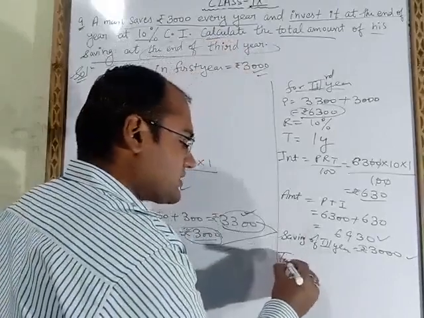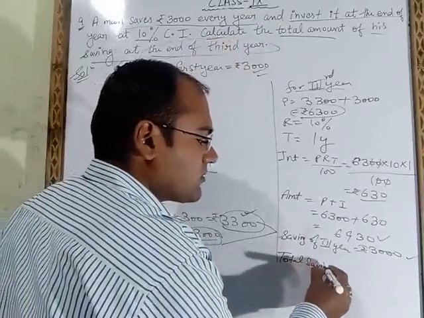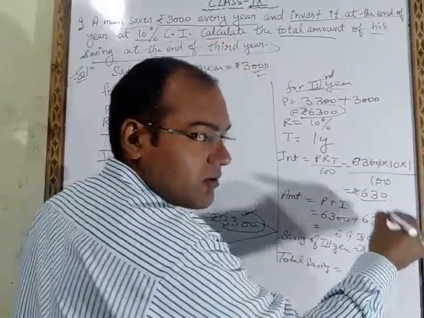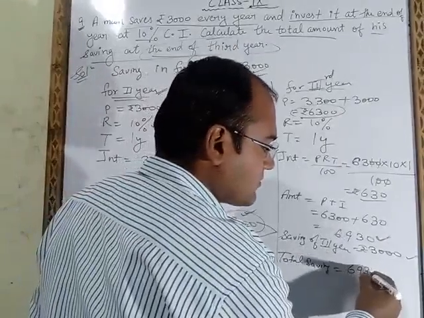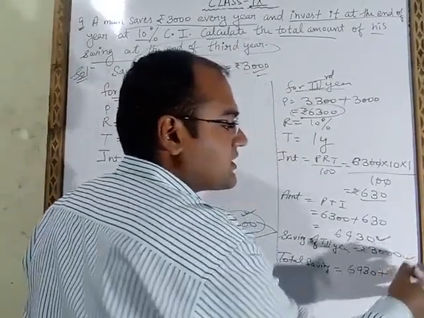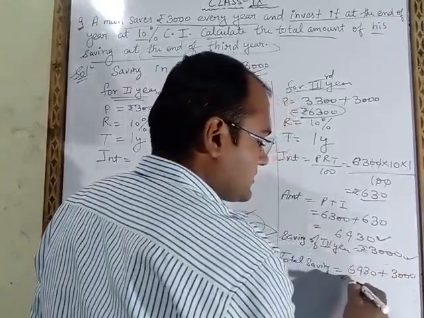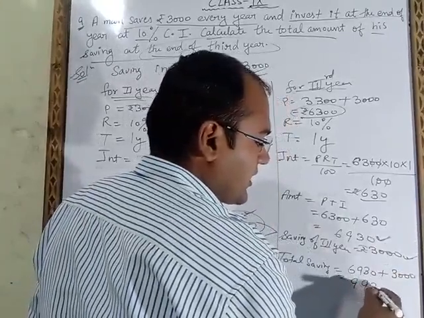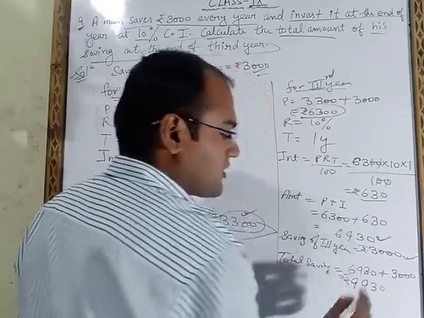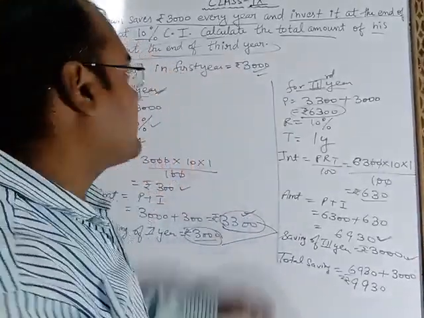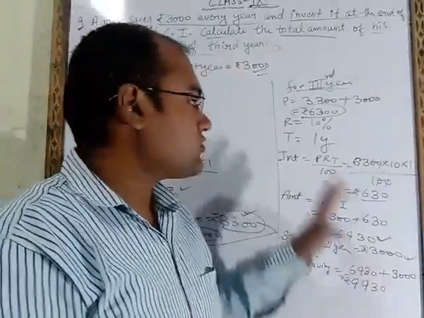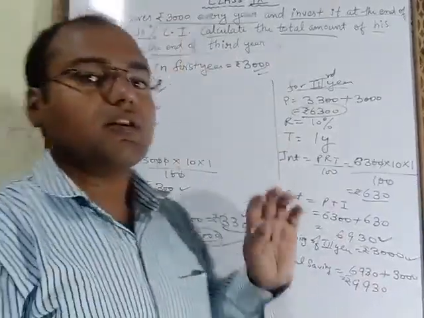So total saving will be the money which he got from his investment, plus the money which he is saving himself. That means 9930 rupees is the total saving at the end of the third year. So like this you have to do this question number 9.